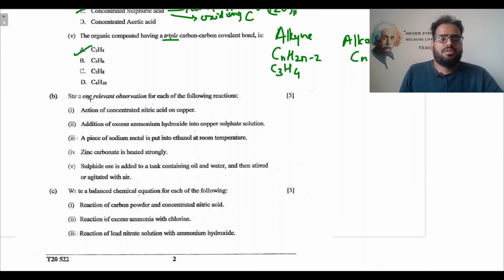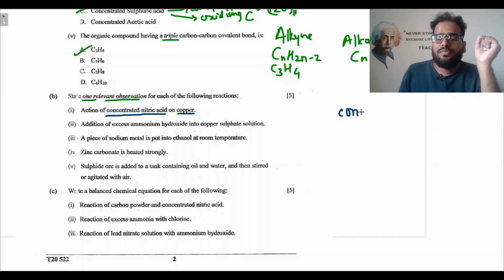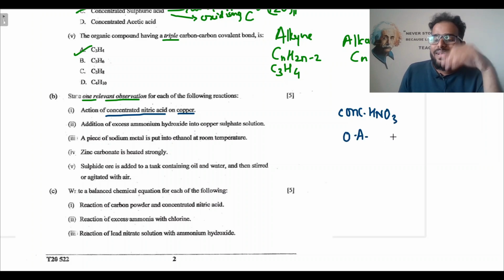चलो next question. State one relevant observation. Very very important question. Observations we have to write here. तो चलो देखते हैं, action of concentrated nitric acid on copper. Remember, conc nitric acid is a very good oxidizing agent. So when it acts as an oxidizing agent in the concentrated form, it will form NO2 gas.